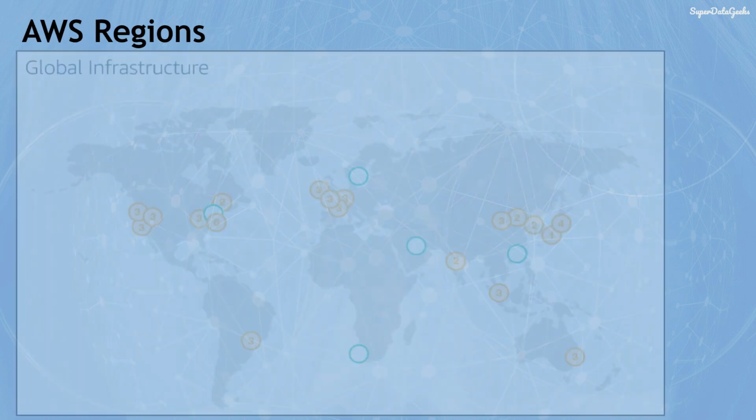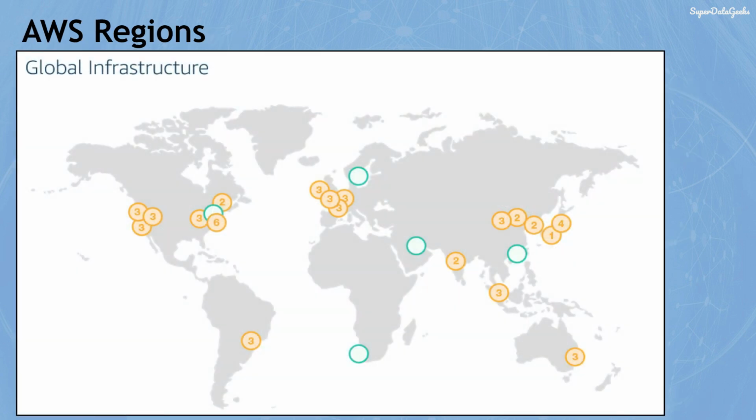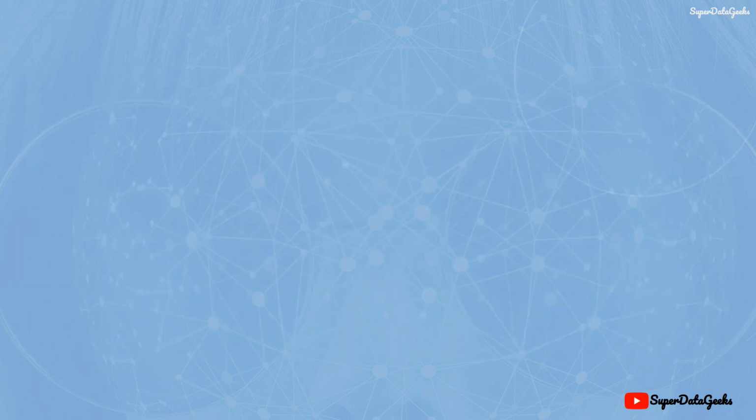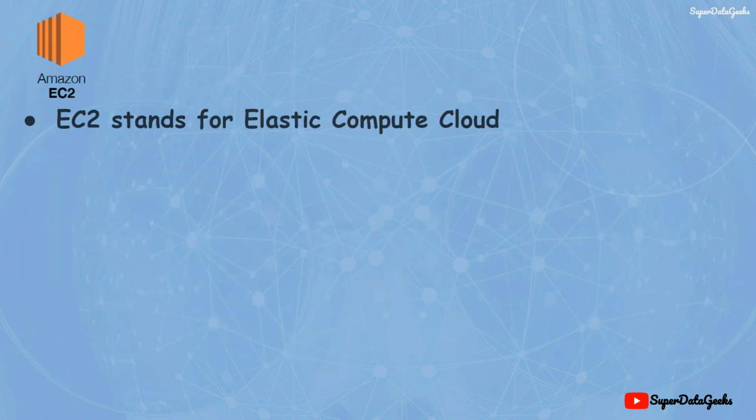Now we will look at the AWS regions. You can see these are the AWS regions, and the numbers you are seeing, like 4, 2, 3, are the availability zones. Availability zones are actually the physical data centers where the machines are installed. These are the most popular services in AWS: Amazon EC2, ECR, ECS, Elastic Beanstalk, Lambda. We will first take a look at the first AWS service, which is EC2.